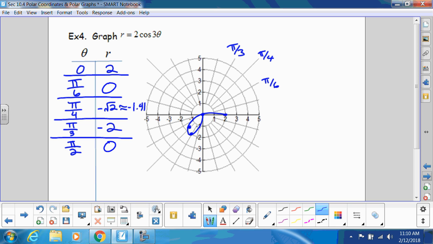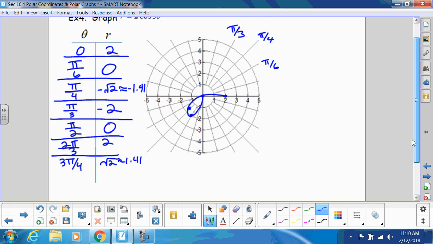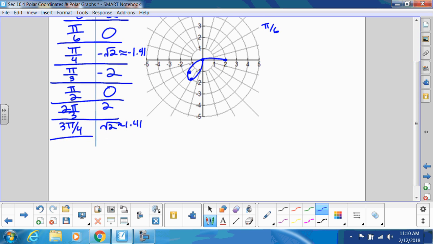So obviously we're not finished. So if we keep going into other quadrants, so like 2 pi over 3 would be 2. 3 pi over 4, that ends up being positive square root of 2, which is like positive 1.41. If I do 5 pi over 6, that'll be 0. And then pi will be negative 2.